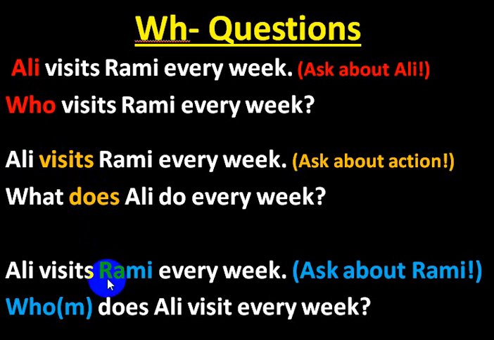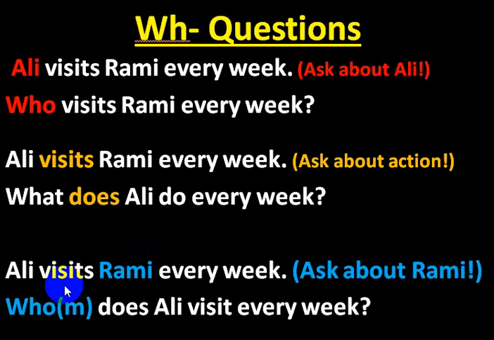Look at the third example. Ali visits Rami every week. Ask about Rami. Here we have a person. I shouldn't use what or which or when or whatever. I have to use either who or whom.